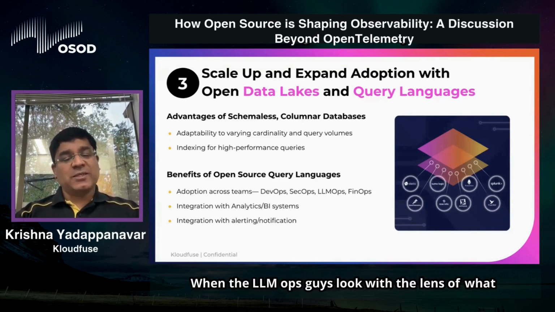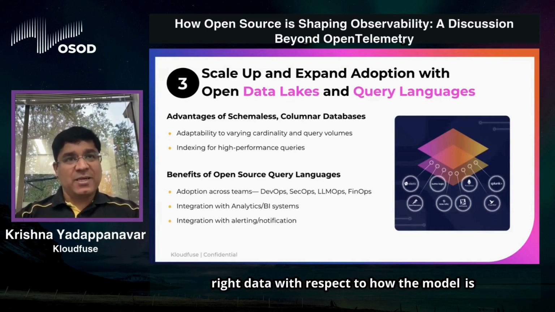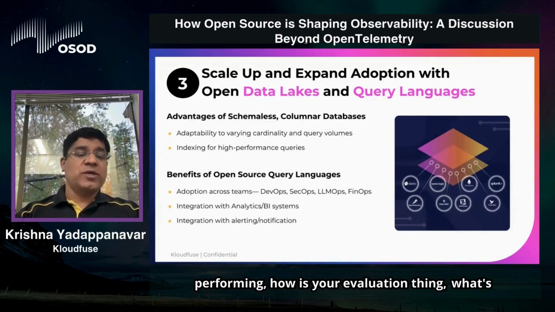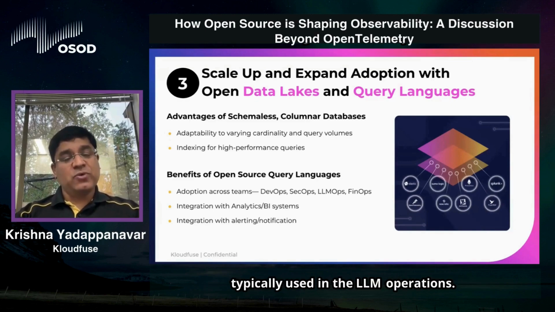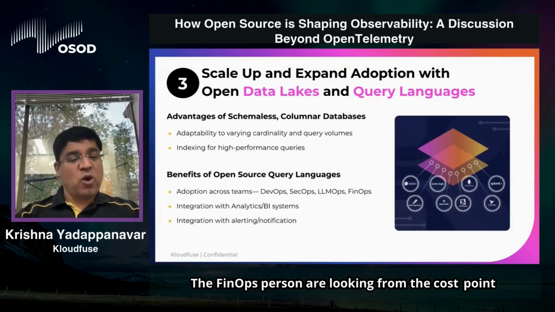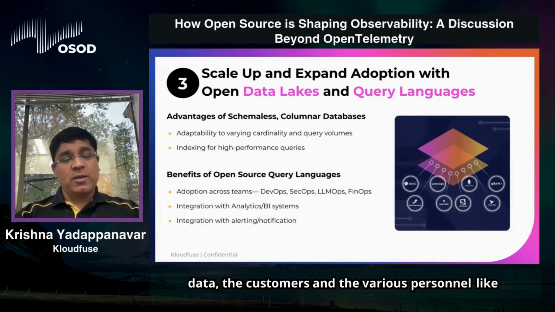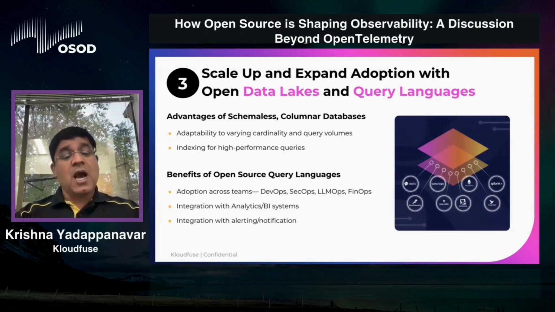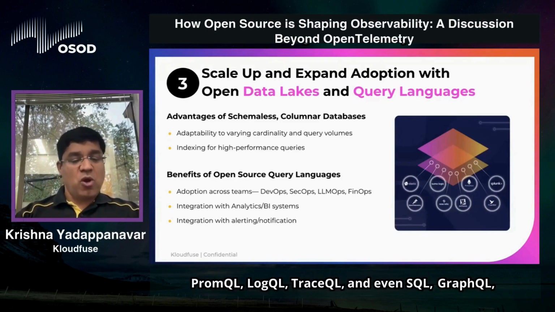Again, when the LLM ops guys look with the lens of what is relevant out of that data, we need to surface the right data with respect to how the model is performing, how your evaluation is going, what's the drift model, various parameters which are typically used in LLM operations. And the same thing with FinOps. The FinOps person is looking at observability from the cost point of view. But if you look at the interfaces side to query that data, the customers and the various personas like DevOps, SecOps, LLMs and FinOps are looking for the traditional ways of querying the data using the standard query languages like PromQL, LogQL, TraceQL, and even SQL, GraphQL.